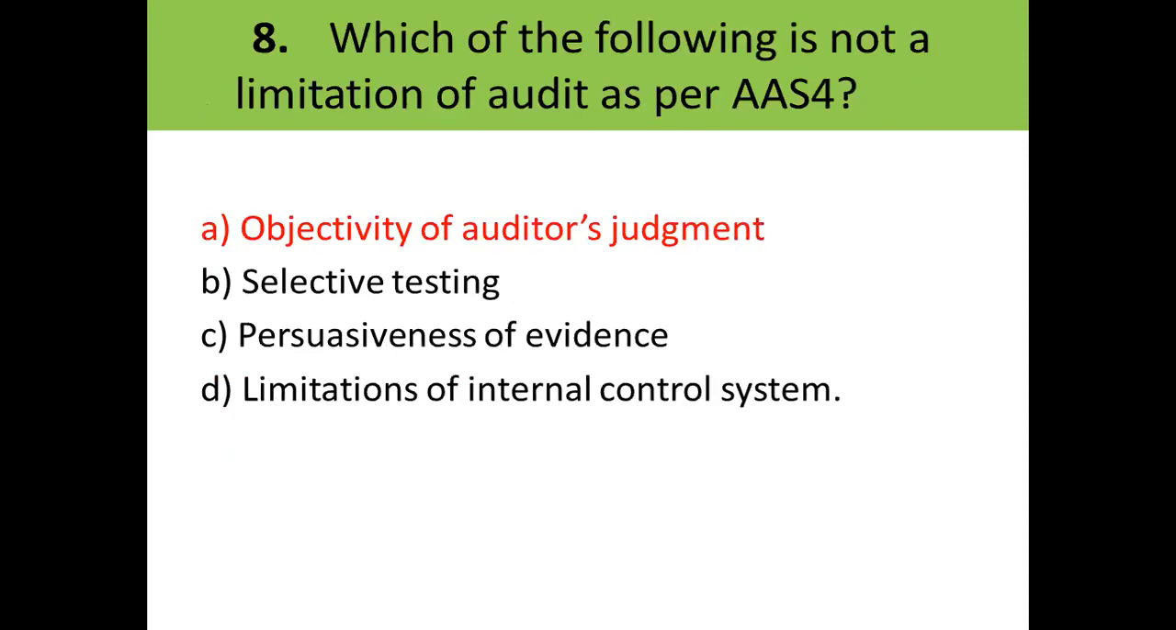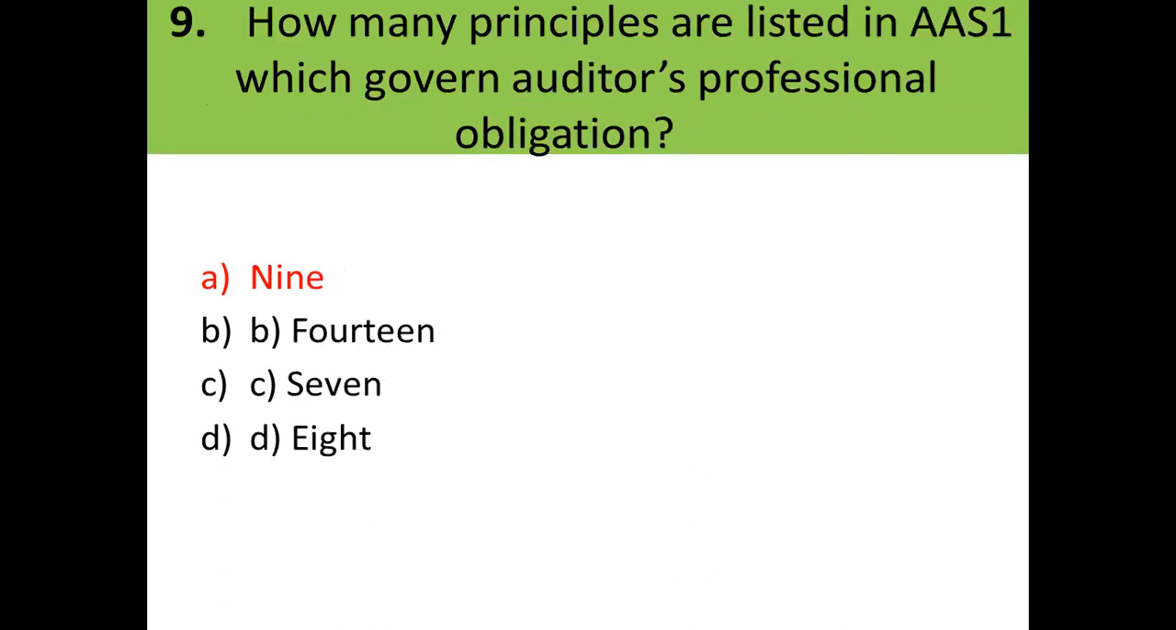Which of the following is not a limitation of audit as per AAS4? Objectives of auditor's judgment. Yes, this is a limitation. Next question. How many principles are listed in AAS1 which govern auditor's professional obligation? There are 9.